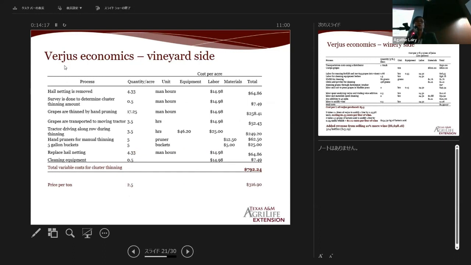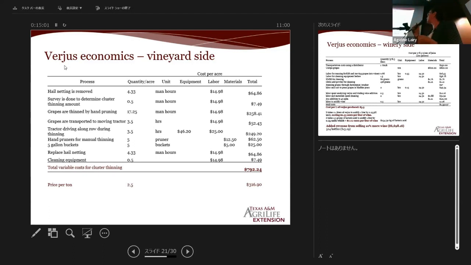And then moving on to the verjus economics side, we looked at it from different perspectives. So in Texas, we have grape growers, we have wineries, and then we have wineries that are growing grapes as well. I assume that's the case everywhere. So looking from different perspectives, how much does it cost to produce the verjus and use it as an acidifying agent, does it make sense economically? So this is from the vineyard perspective, all the work that you have to put in to harvest the green grapes, cluster thin, harvest, and transport the harvested grapes.